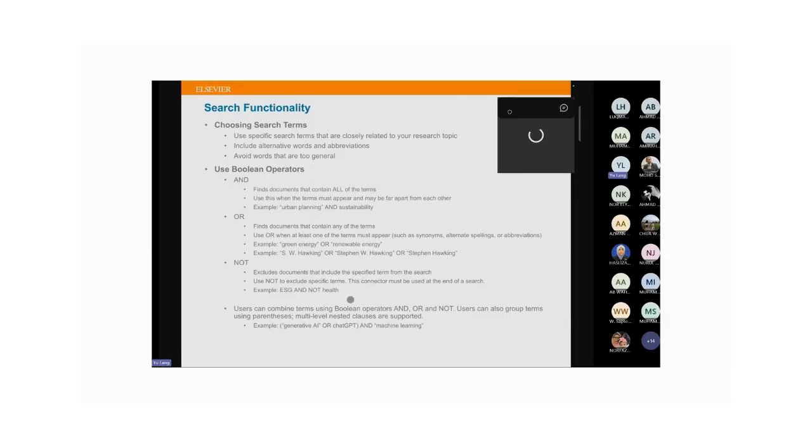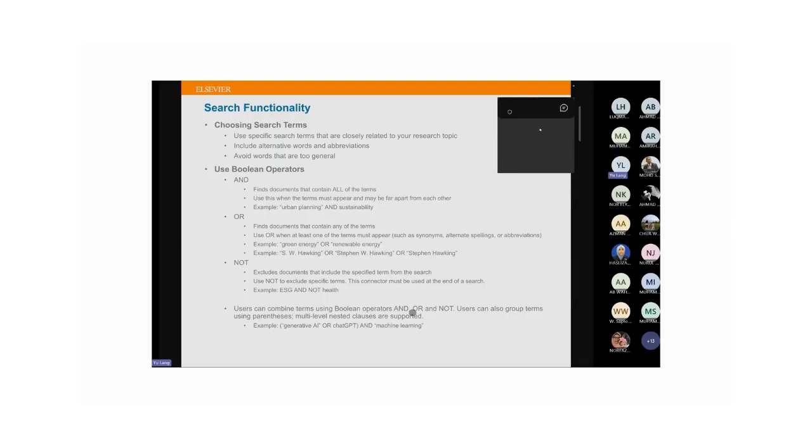And you can combine the terms using Boolean operators AND, OR, NOT. You also can group the terms using parentheses. For instance, you can group generative AI OR ChatGPT, then only combine with machine learning.